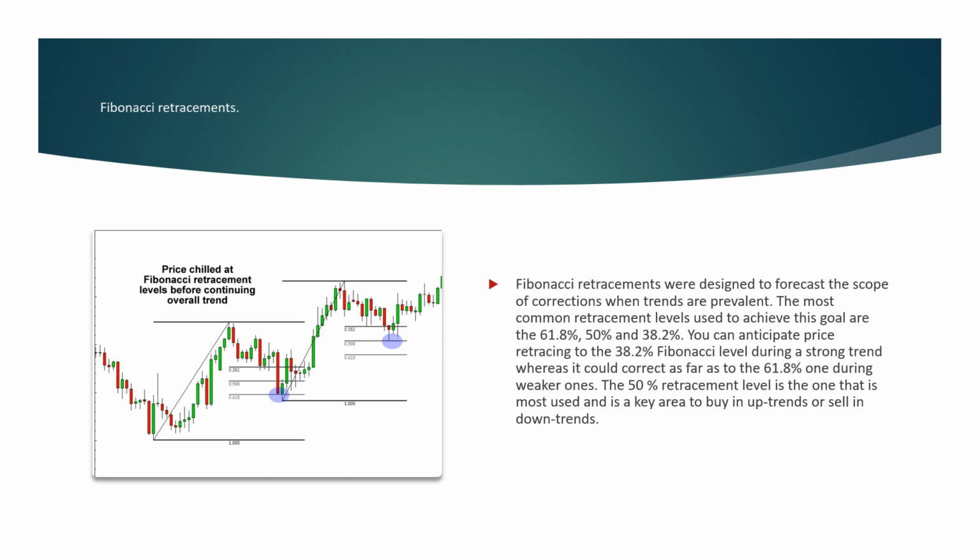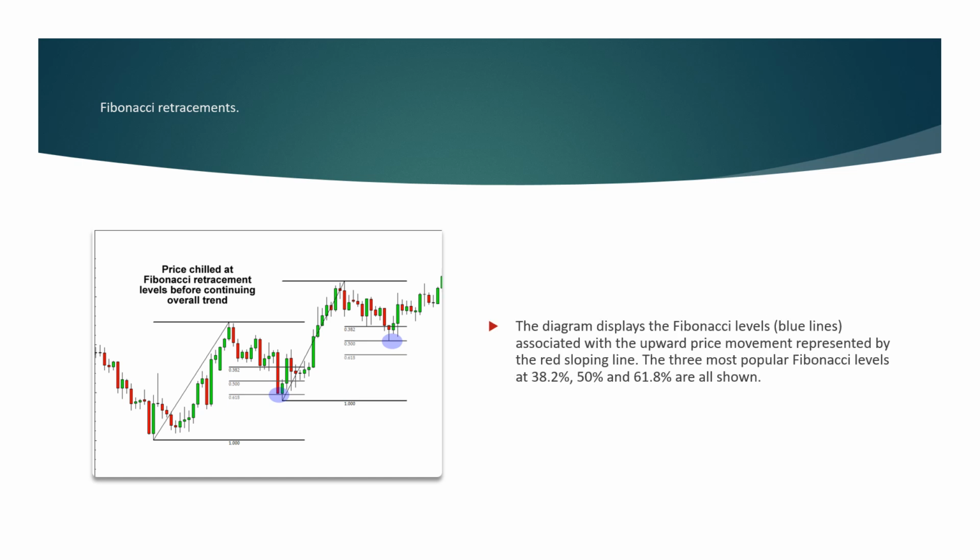Fibonacci retracements were designed to forecast the scope of corrections when trends are prevalent. The most common retracements are at 61.8, the 50 I just told you about, and 38.2. When using the Fibonacci retracement tool, we can help determine what that trend pattern is. Is it reversing or is it retracing?